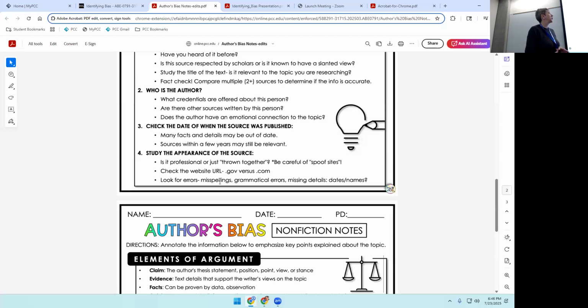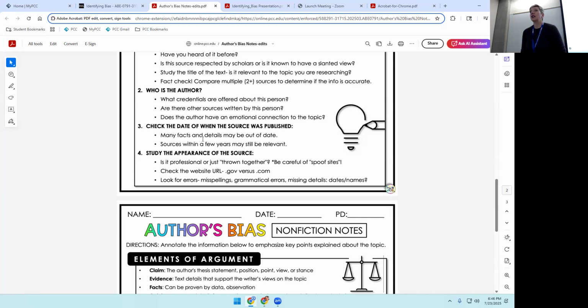Does the author have an emotional connection to the topic? Sometimes we do, we're motivated to write things because of very personal attachments. And that has to be taken into account too, in a positive or negative way, right? We've just got to think about understanding that personal connection to it.